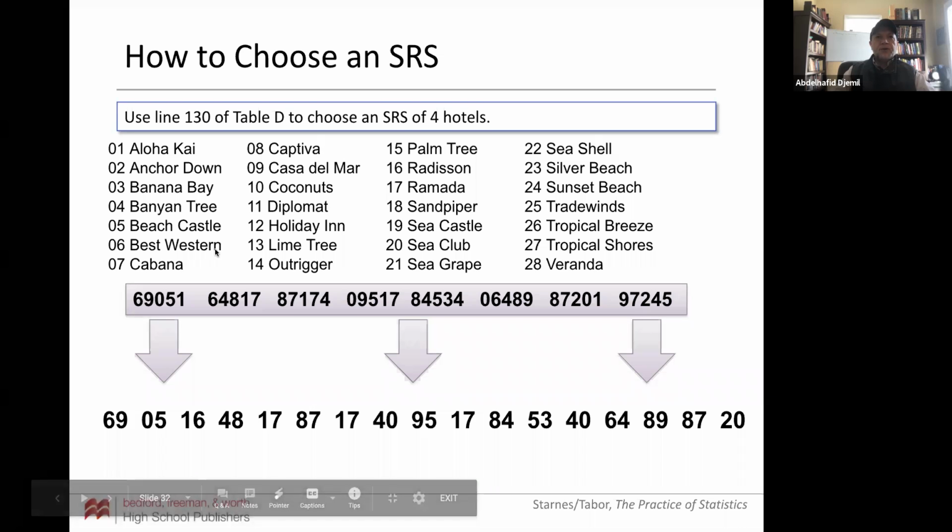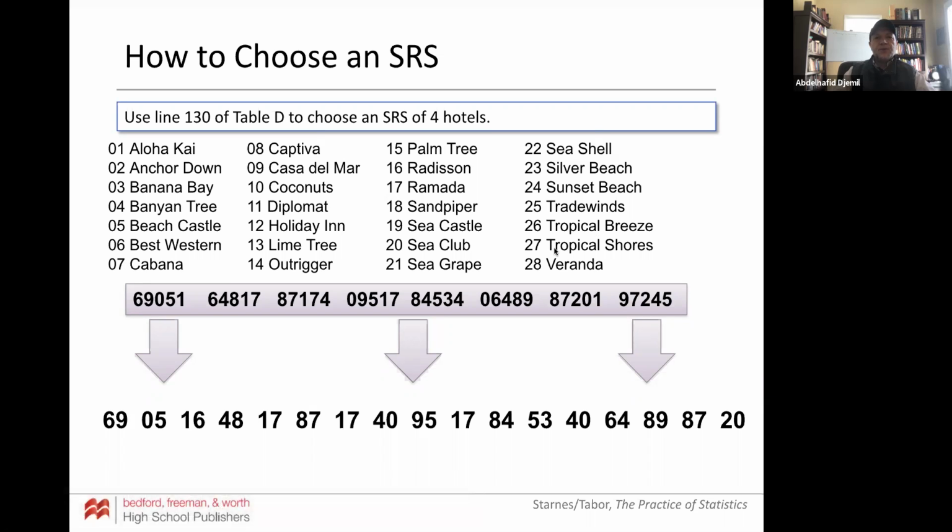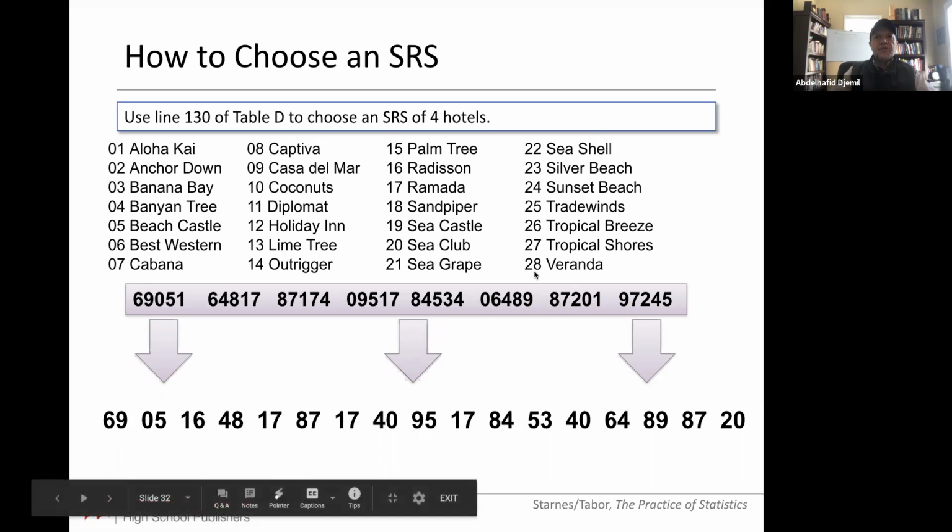And what we do is we're going to look at which numbers correspond to what we have here in the table. So 69 is above 28, so we're not going to select it. So this is gone. Then we have 05. 05 is Beach Castle. We select that. 16, it's Radisson, and we're going to select that. 48 is beyond 28 or above 28, so we're not going to select it. And then we have 17.